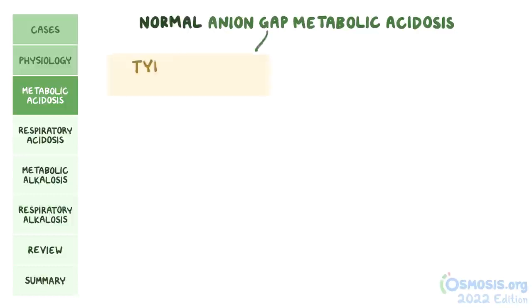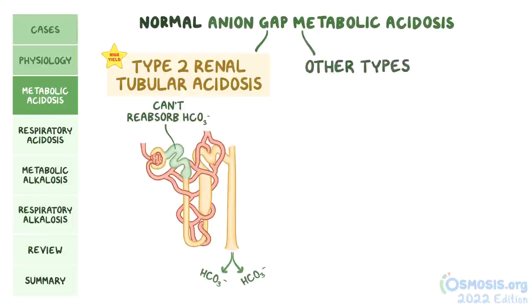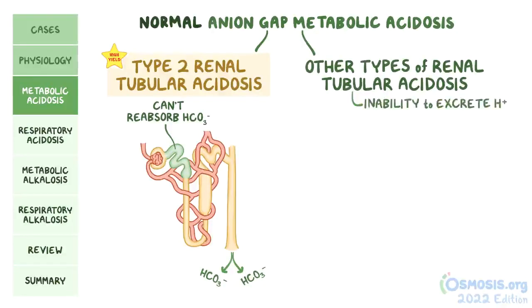Another cause is type 2 renal tubular acidosis, where acidosis develops because the proximal convoluted tubule is unable to resorb bicarbonate, so it's lost in the urine. Other types of renal tubular acidosis also result in normal anion gap metabolic acidosis, but the underlying mechanism is an inability to excrete protons in the urine. The excessive loss of bicarbonate ions results in a lower pH.